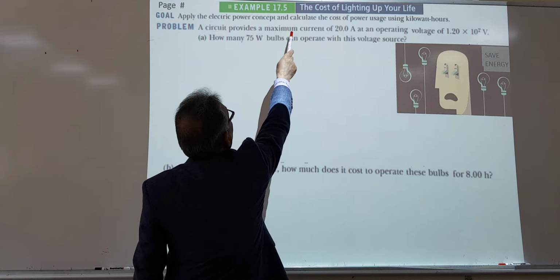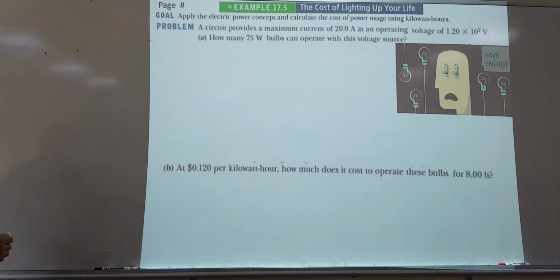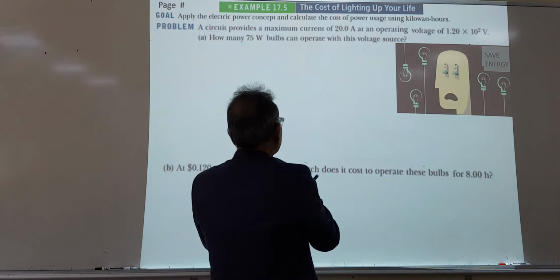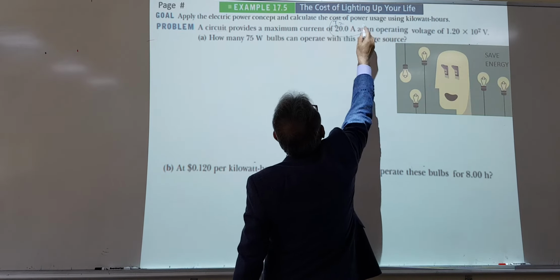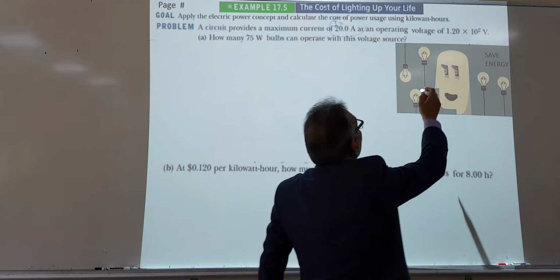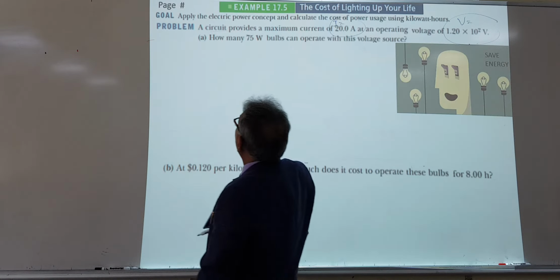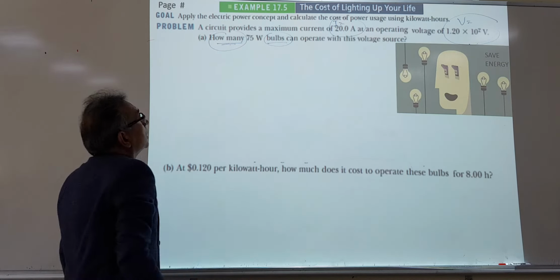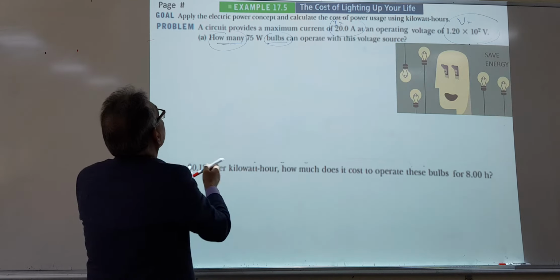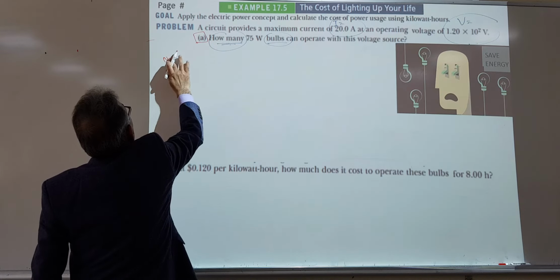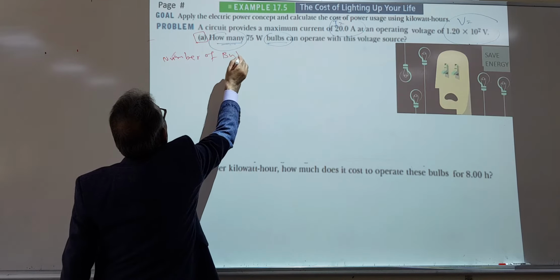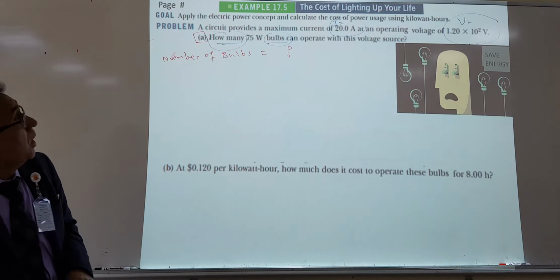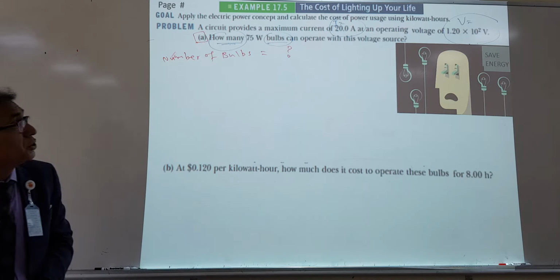Now we are going to apply the electric power concept and calculate the cost of power usage using kilowatt hour. A circuit provides a maximum current I at an operating voltage V. How many 75 W bulbs can operate with this voltage source? So you have to find out the number of bulbs. It's very clear.